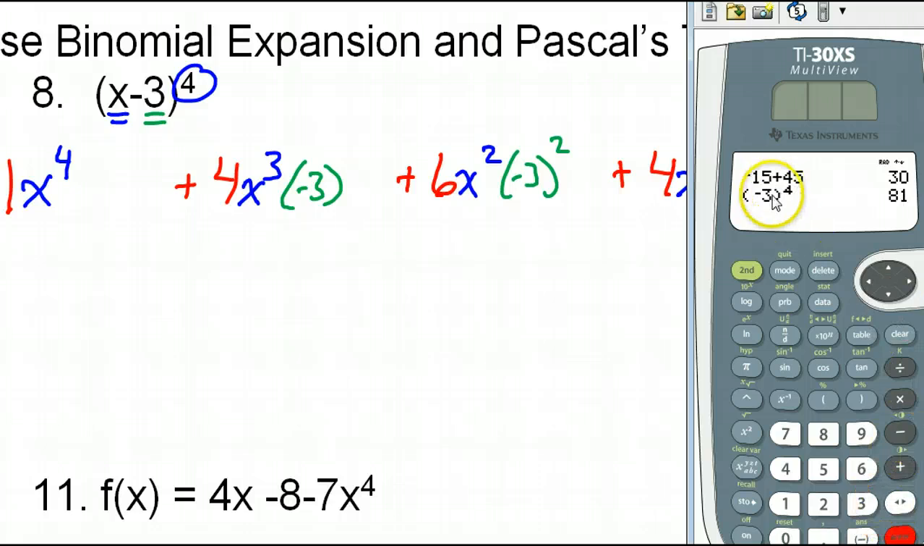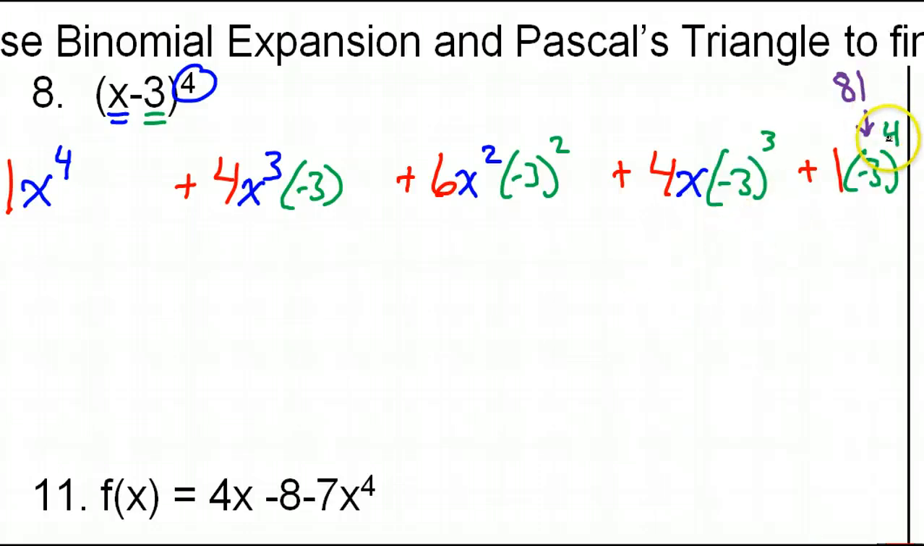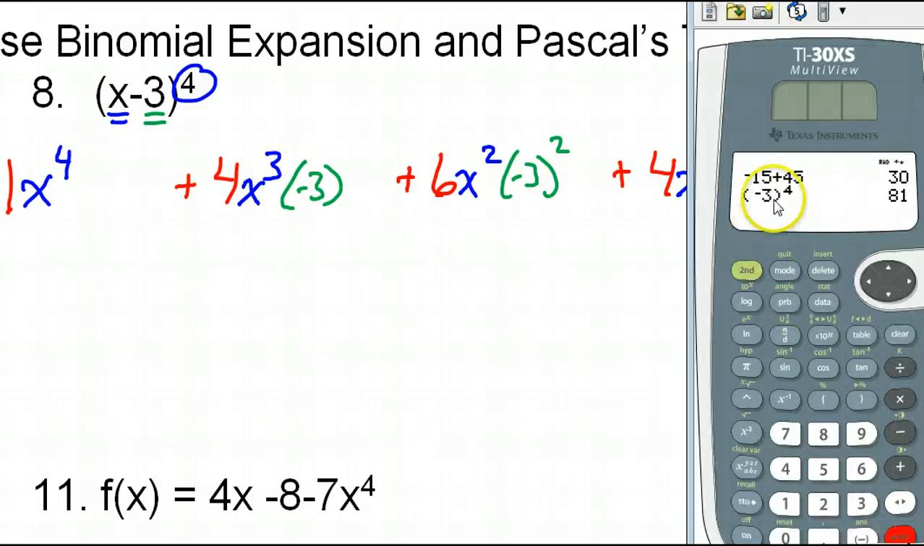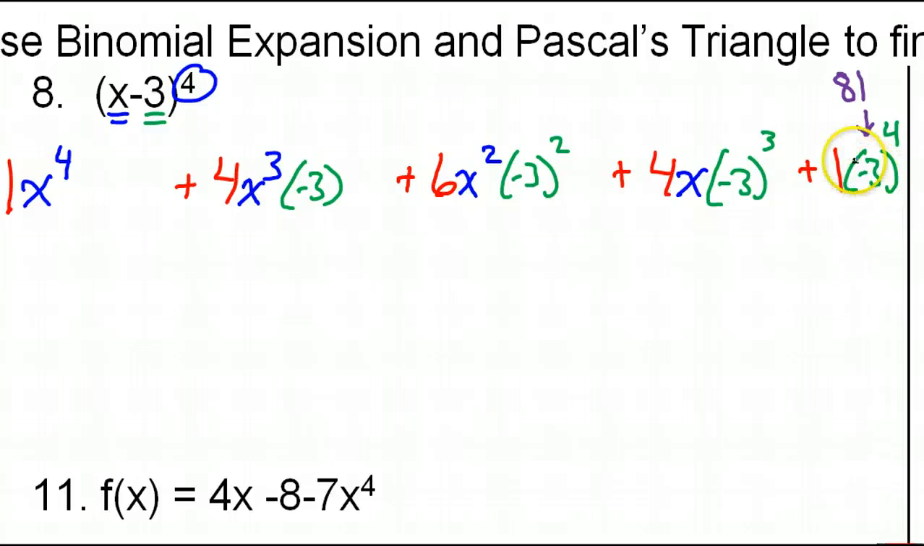-3 to the 4th power is positive 81. Please remember that if I do an even power, it's going to be positive. If I do a negative number to an odd power, it's going to stay negative. So this should be positive, negative, positive, negative. It alternates. Be careful how you put it in your calculator. If I had typed this in as -3 to the 4th power without parentheses, it would have given me a -81, and that is wrong. So always use parentheses. Anyway, so that's 81.